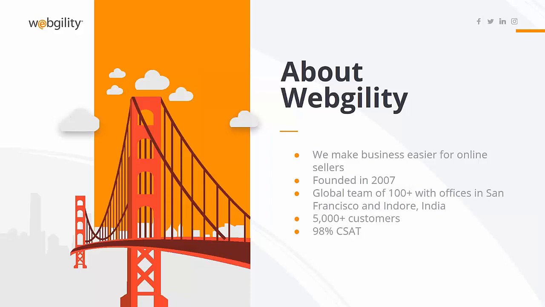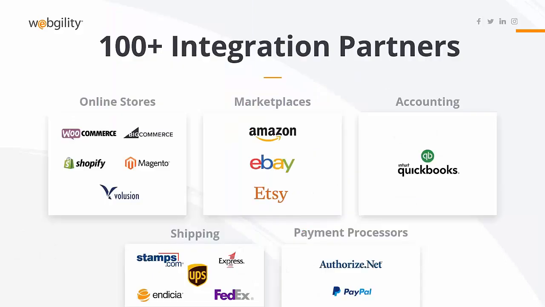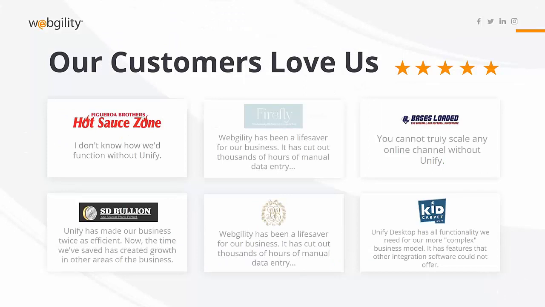So we're able to reach out to our customers, solve the needs of our customers no matter what they are with our product and within our company. And Unify integrates seamlessly with over 100 partners across sales channels, marketplaces, shipping, and payment processor platforms, and pulls all of the operational data into the accounting systems. And also, customers love us. Through those 100 plus integrations, Webgility is the #1 back office application for small to medium-sized businesses in e-commerce.